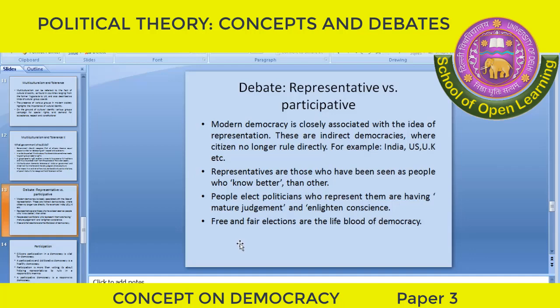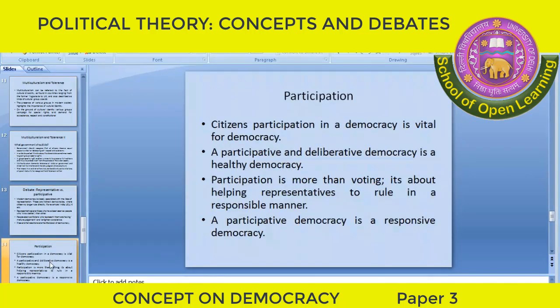Free and fair elections are also the lifeblood of democracy. It talks about democracy, and it also talks about participation. Citizens' participation is very vital for democracy. A participative, deliberative democracy is a healthy democracy, and participation is more than voting. It's about helping the representative to rule in a responsible manner. A representative democracy in a participative model is always responsive.